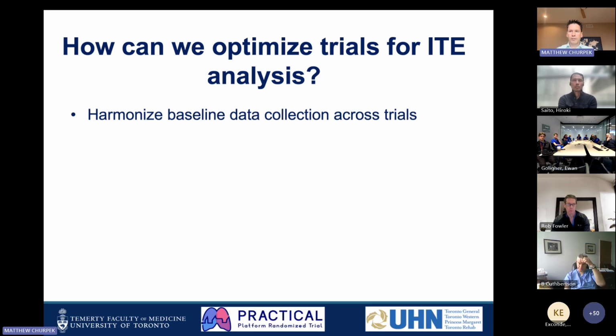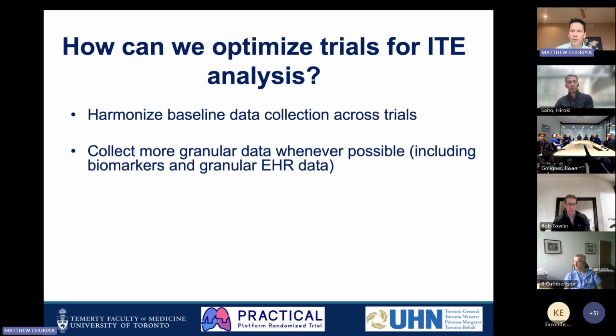So if we can harmonize the types of data that are collected across trials, then we might be able to develop these models and validate them more easily. In addition, we found that the ability to collect more granular data matters. In another paper that we worked on with Pratik Sinha and colleagues, related to collecting biomarker data, we actually found that if we had biomarker data available, we could identify HTE much more easily than without biomarker data.